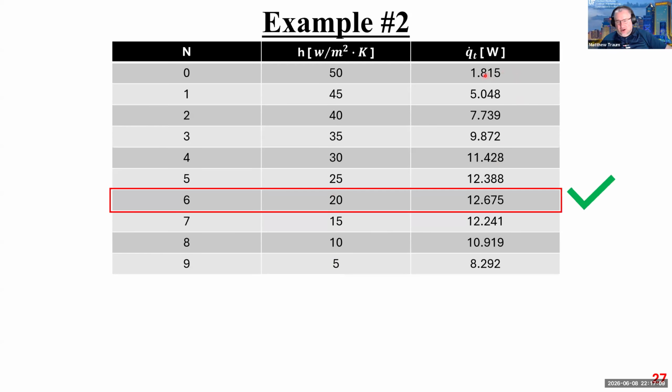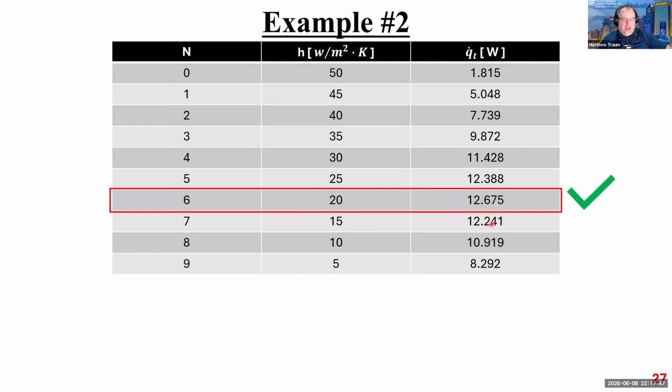And then look at this. How cool is this? So the heat transfer from the surface for no fins is 1.8. If I add a single fin, it goes up to 5. Two fins is 7.7. Three fins is 9.8. Four fins is 11.4, and so forth. And then finally here at 6 fins I reach a point of diminishing returns, right? Why? Because even though the surface area that I'm doing heat transfer from is going up, the convective heat transfer coefficient is going down.